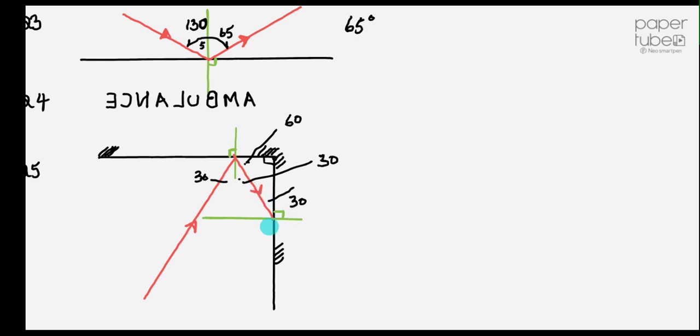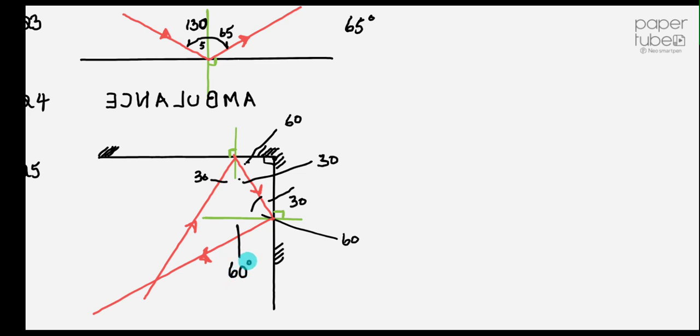Right, so that's 30. So that angle there, let me change the colour. That angle there is 60. So this angle coming off must be 60. So the ray bounces off at 60. But if I could get the pen to behave itself. There we are. And that's 60. That angle in there is 60.